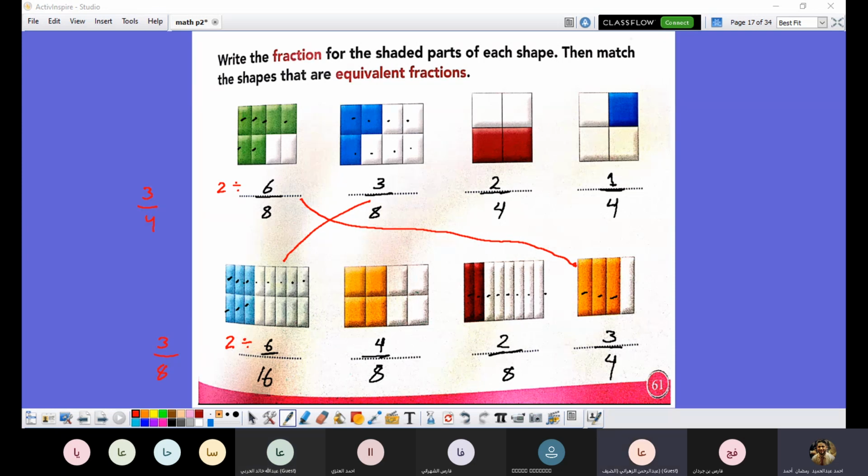Me, teacher. Abdurrahman. Okay. 2/4 equals what here? 4/8. When we simplify it and divide it by 2, 4 divided by 2 equals 2, 8 divided by 2 equals 4, so 2/4 equals 4/8. Okay, now we have the last shape, 1/4 equals 2/8.